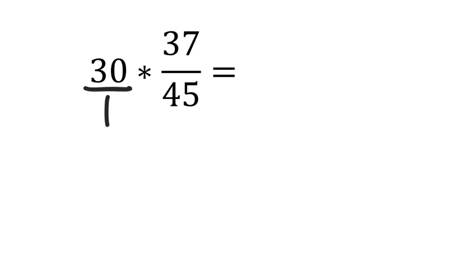So I would look at the 30 and 45. 37 is kind of a weird number. It's not a multiple of anything specific, which is why it's prime. But 30 and 45 are both divisible by 5, at least.